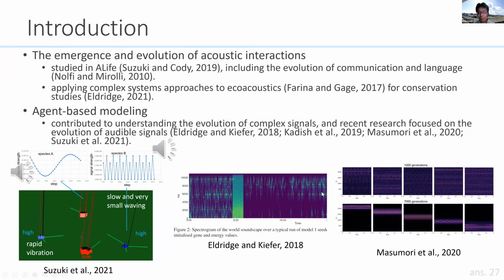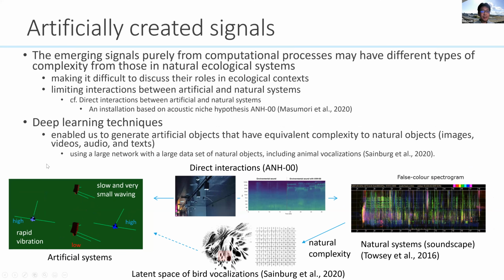signals. Here's an example of the audio spectrogram generated from the computational models, and this is a sound generated from the behavior of this small artificial creature. Such emerging signals that are purely from the computational processes may have different types of complexity from those in natural ecological systems. That might make it difficult to discuss their roles in the ecological context, and it might also limit the interactions between the artificial and the natural systems.